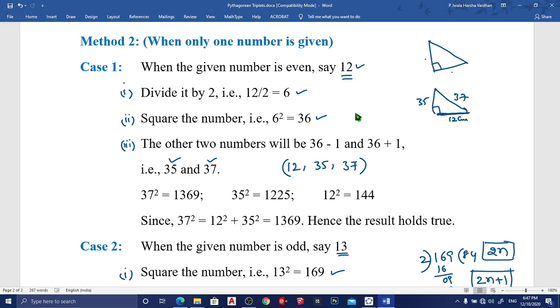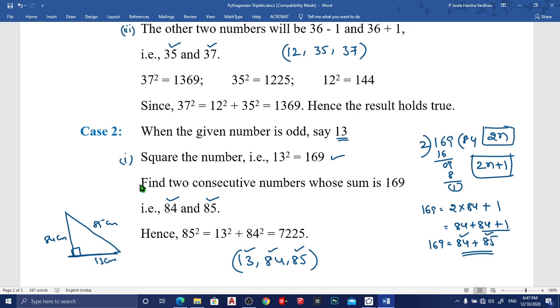If it is an odd number, take the square of the given number, and that number you have to split into the sum of two consecutive numbers like this. So this is the procedure. So now those two numbers will become the remaining two numbers of the Pythagorean triplet. So 13, 84, 85 is the Pythagorean triplet.